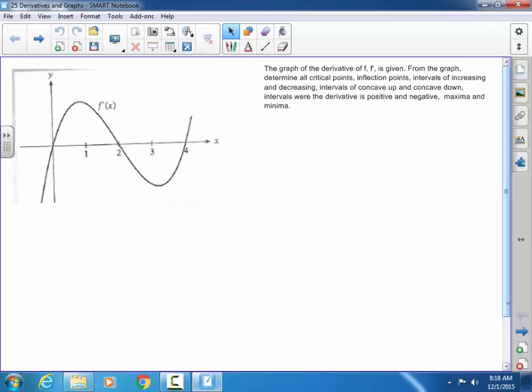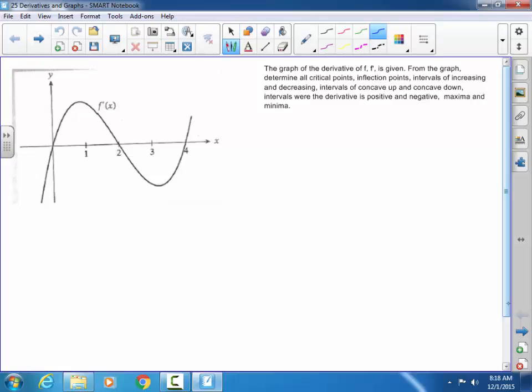From what you've got in front of you, determine all the critical points, the inflection points, the intervals of increasing and decreasing. All of this is about the function. The intervals where the function's concave up, concave down, where the derivative is positive, where the derivative is negative, the maxima and the minima. That's a bunch of things that you can figure out from that. So I want you to just take a moment, think about it, and somebody tell us how you would start. There are lots of different ways you can approach this.